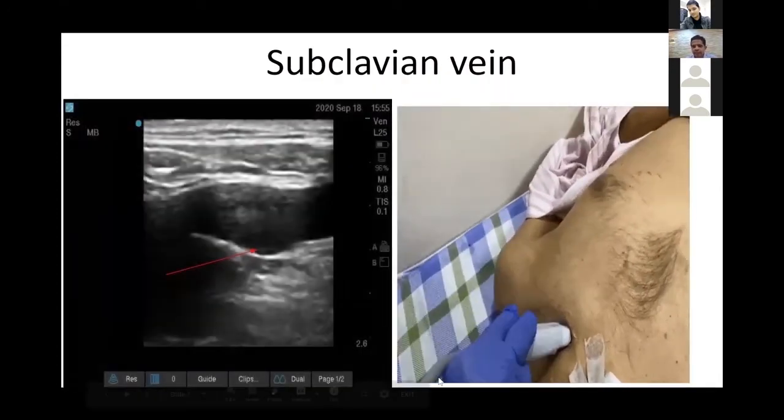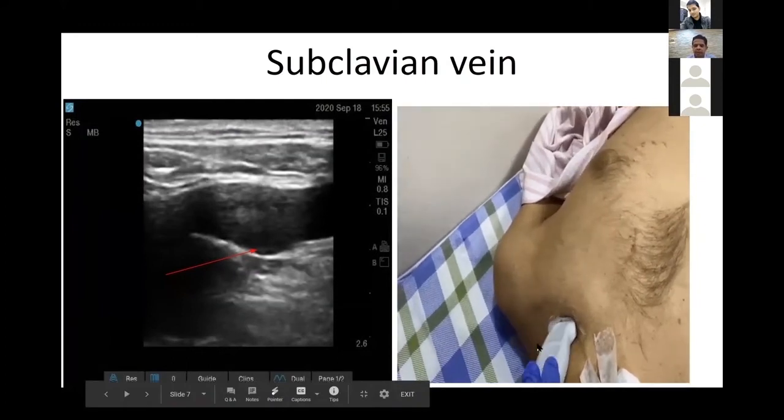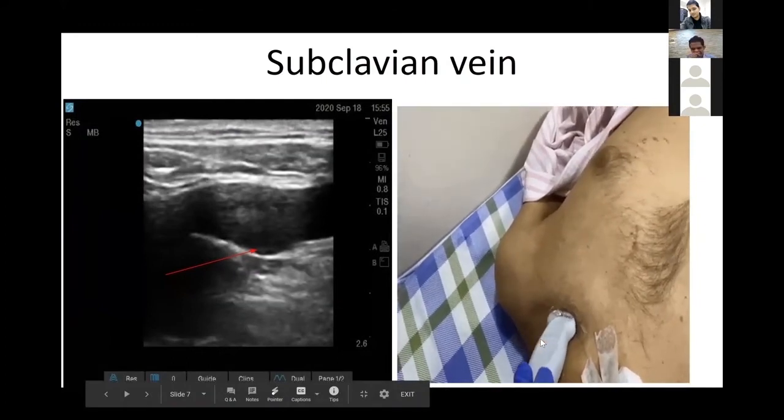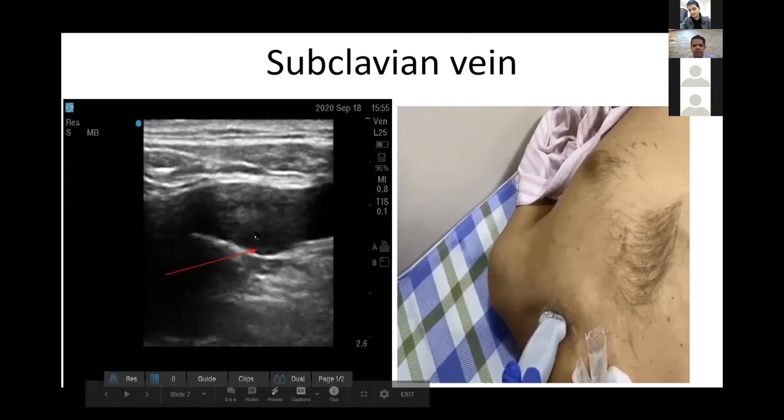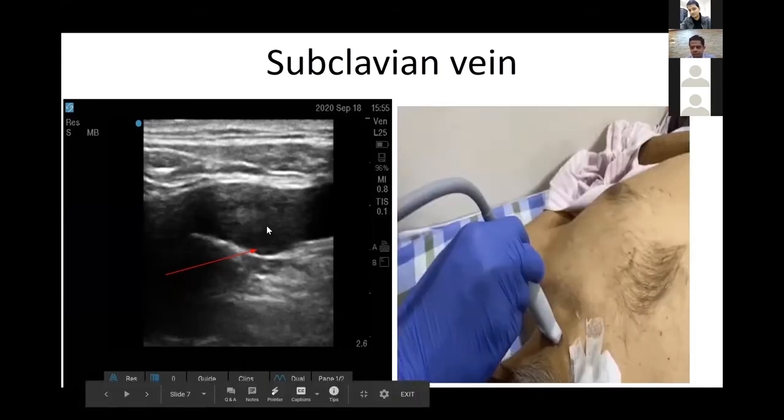Coming to the subclavian vein, we do the same maneuver, but here we tilt the probe laterally and posteriorly, and a good subclavian vein is seen in the picture.